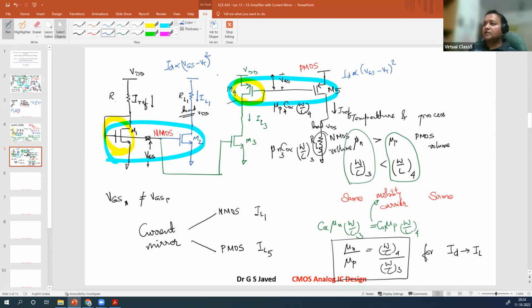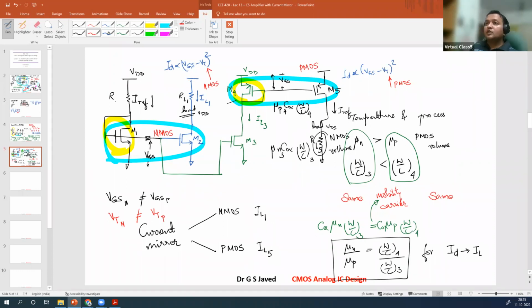There is one more factor. The VT also will change for NMOS. The VT also will change for PMOS. There is going to be fixed. In most practical conditions, the VT of these two will never be the same. So VT NMOS will not be equal to VT PMOS. So now you see VGS minus VT: VGS is different, VGSN is different, VGSP is different, VTN is different, VTP is different.